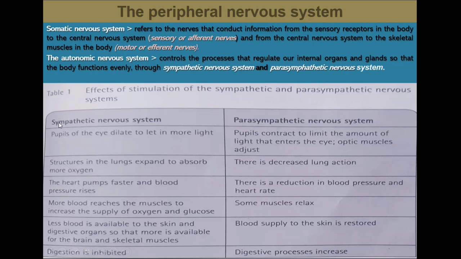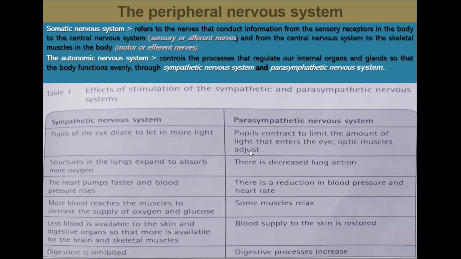Then this is an opposite. You see the sympathetic nervous system, then you have the parasympathetic nervous system. In the parasympathetic nervous system, pupils contract to limit the amount of light that enters the eye. It's vice versa, para. Think of the word paralyzed, meaning going down, or something that is dysfunctional. The parasympathetic nervous system is the opposite of this. Here, pupils of the eye dilate to let in more light. There, pupils contract to limit the amount of light that enters the eye.